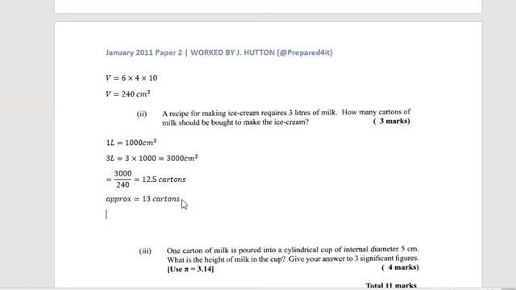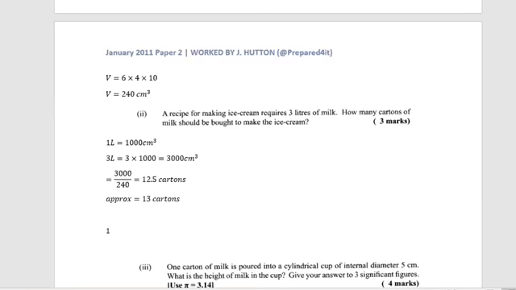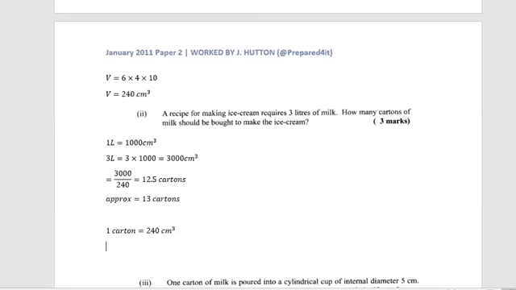So what I'm saying is, if one carton is equal to 240 centimeter cube, we are trying to find how many cartons are needed to make the ice cream, which is X cartons is equal to 3000 centimeter cube. So what I'm basically going to do here is cross multiply and solve for X.